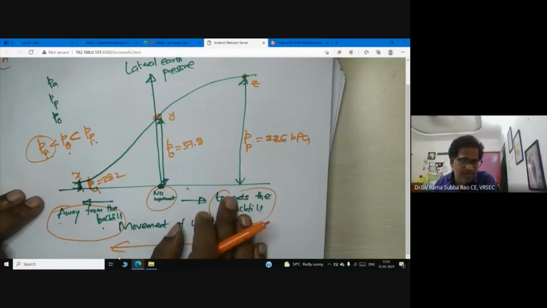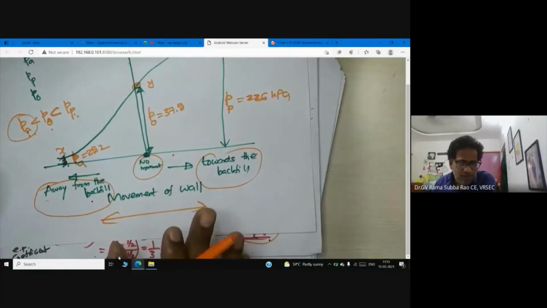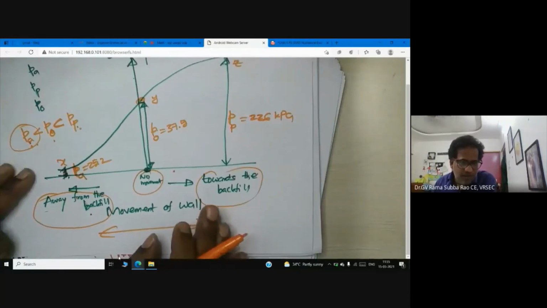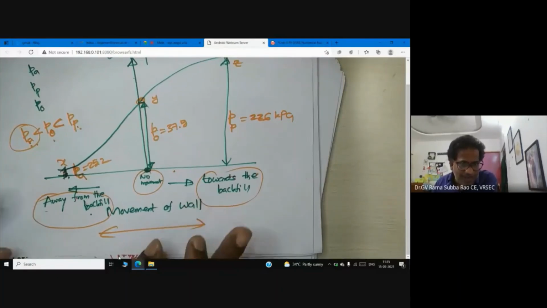So this is the detailed discussion about types of lateral earth pressure. Today we successfully completed types of lateral earth pressure with the help of Rankine's theory.